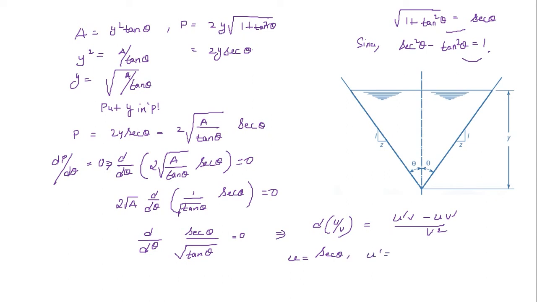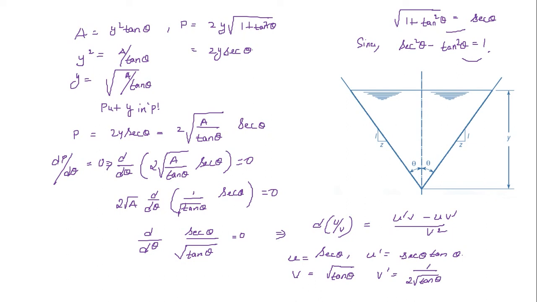So u dash is equals to, what is this? Okay, secant theta tan theta. So the derivative of secant theta is secant theta tan theta. Okay, and v is equals to root over tan theta. So what happens to v dash? V dash is equals to, this is like root x, right? So the formula for root x is 1 by 2 root x. So for root tan theta, it is 1 by 2 root tan theta.